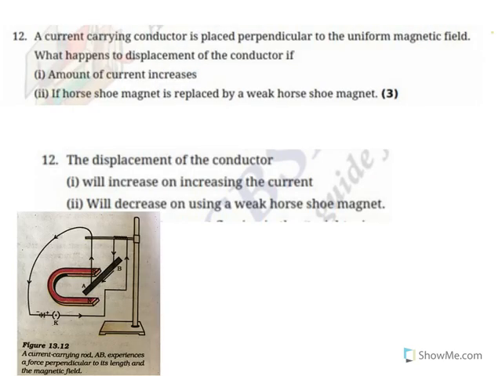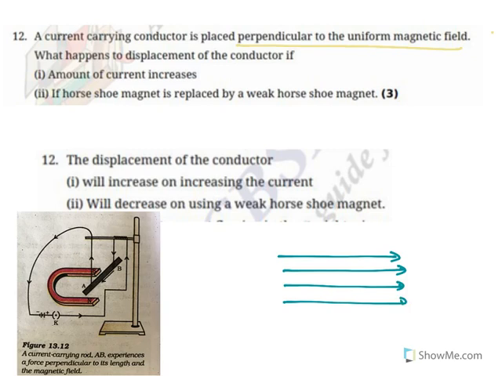A current carrying conductor is placed perpendicular to a uniform magnetic field. What happens to the displacement of the conductor if the amount of current increases, or if a horseshoe magnet is replaced by a weak horseshoe magnet? Let's go to the principle first. If I have a magnetic field, and if there is a current carrying conductor placed in this magnetic field, we already have learned it experiences a force.